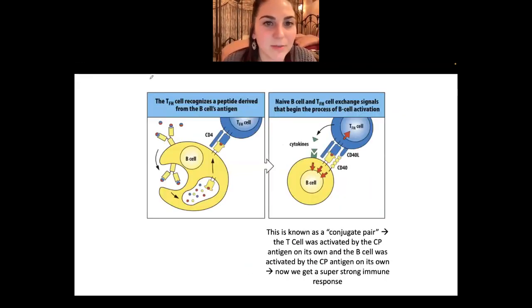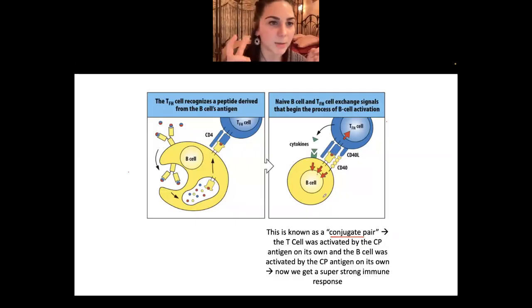So why I'm emphasizing this idea of the B cell getting activated and the T cell getting activated by the same antigen is because you're making what's known as a conjugate pair. A conjugate pair is basically when the T cell gets activated by the CP antigen all on its own, and the B cell gets activated by the CP antigen all on its own. Now they're going to come together and you're going to get this really super strong response. This is your conjugate pair. We talked about how B cells can get activated by T cells anyway.